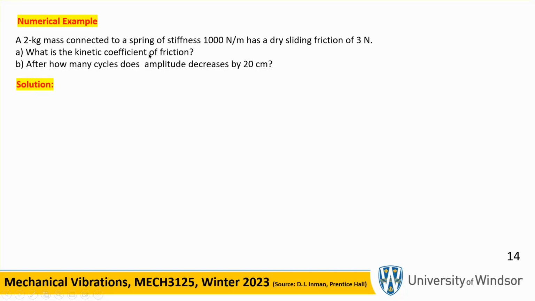What is the kinetic coefficient of friction? So mu, okay? And after how many cycles does the amplitude decay by 20 centimeters? So here's the situation. Force of friction is equal to mu times big N, normal reaction force. So it's going to be 3. We are told that the numerator is 3. The normal reaction force is mg, right? Big N is mg, okay? It's unfortunate because this N is Newton, and the big N that I'm talking about, normal reaction force, is mg. So you plug it in, you're going to get your coefficient of kinetic friction.